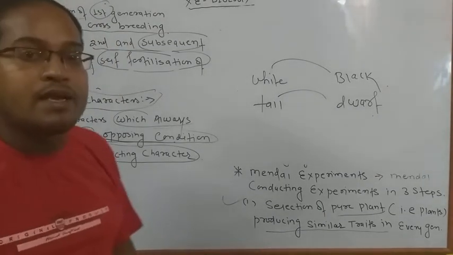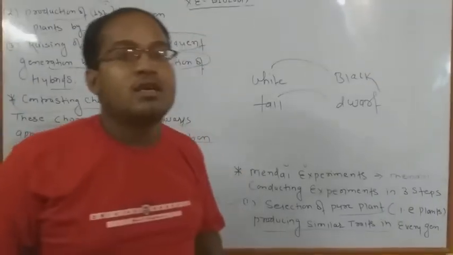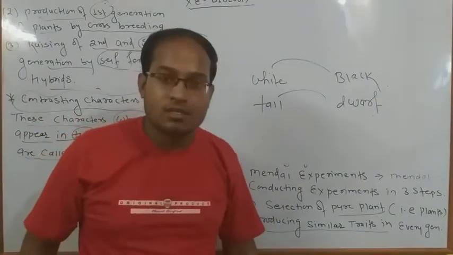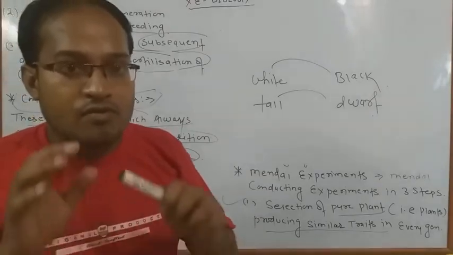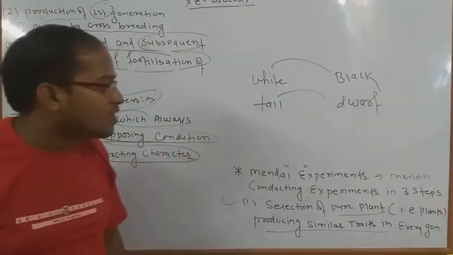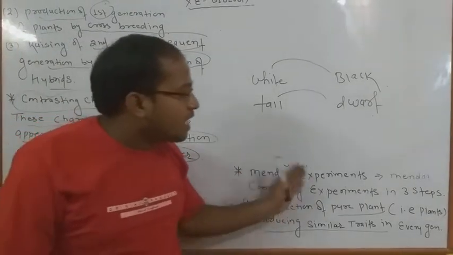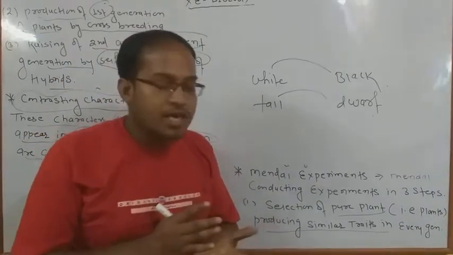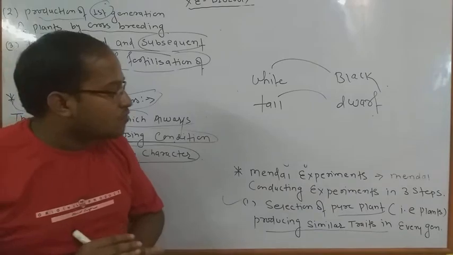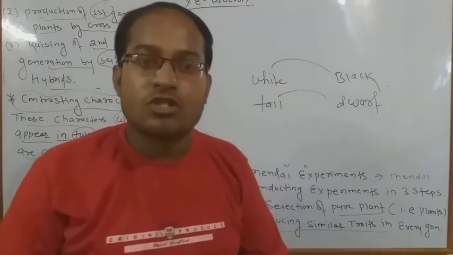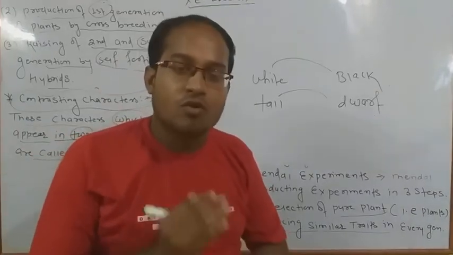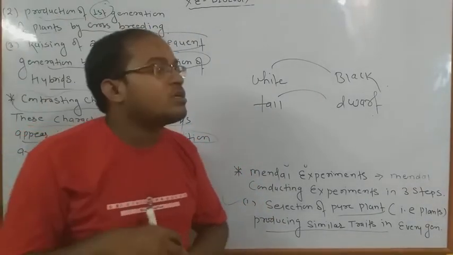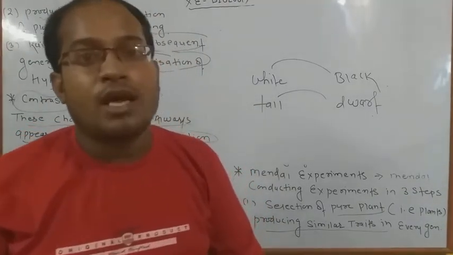Okay, and I think this is enough for today's class. If you have any doubt regarding all these experiments and things, you can ask me. I am giving homework, and you have to write in your fair copy how Mendel's experiment was done in 3 steps. First homework: how Mendel's experiment was done in 3 steps, and what is the meaning of homozygous and heterozygous. Write the difference between homozygous and heterozygous. Second homework, and third homework is: what is the meaning of dominant and recessive traits.